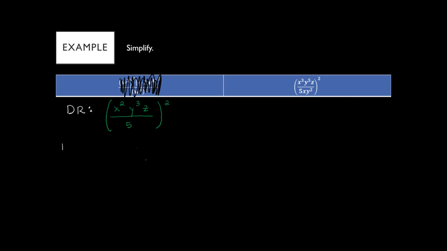Now I'm going to use that power of a quotient rule. So I will distribute my exponents. So the x squared y cubed z has an exponent of 2. And then 5 gets an exponent of 2.